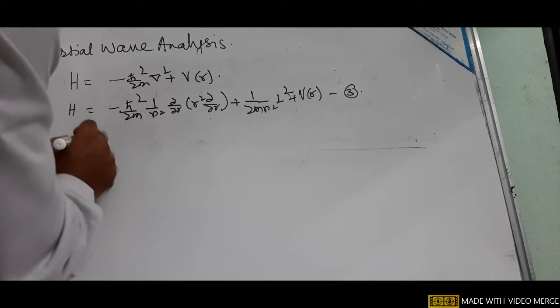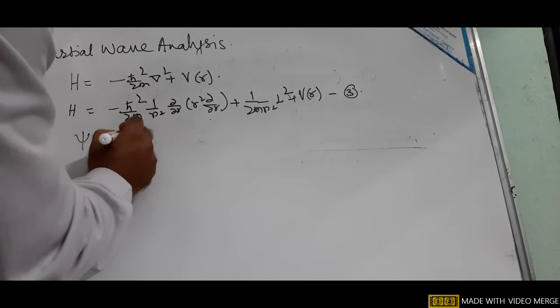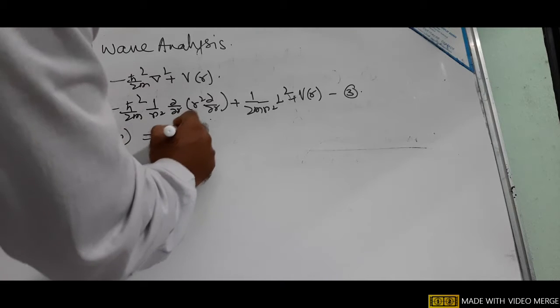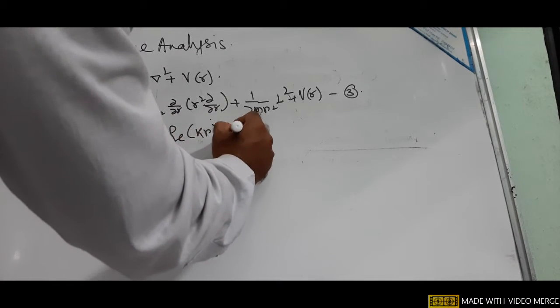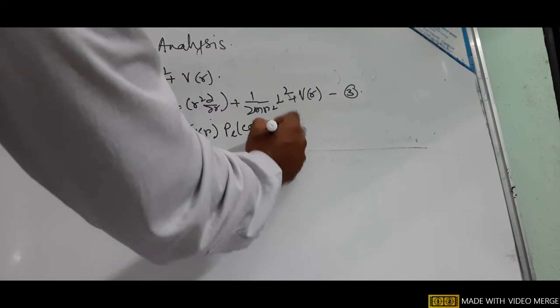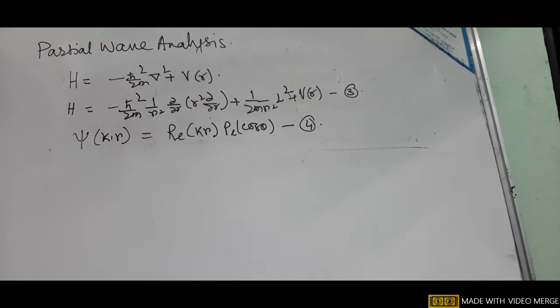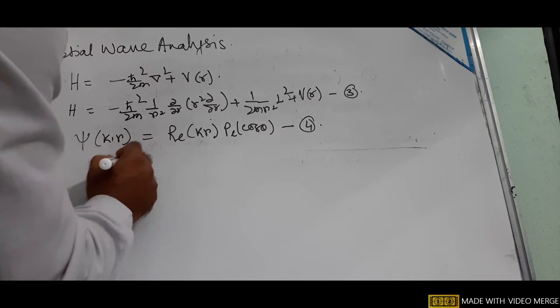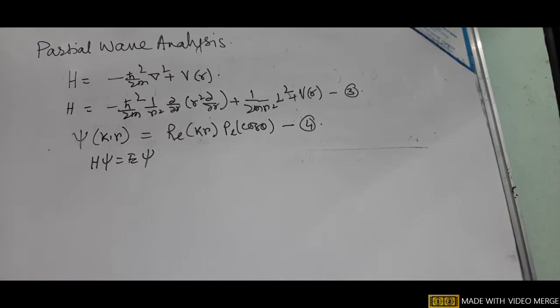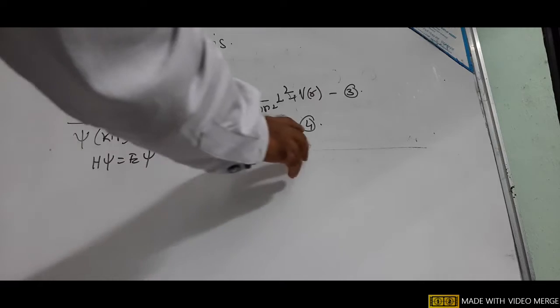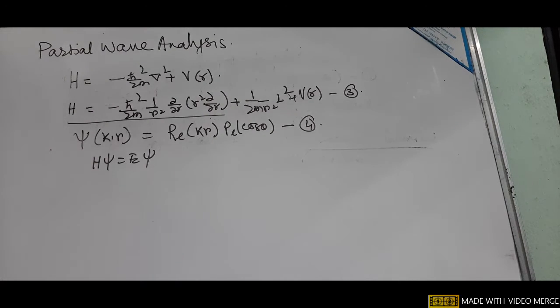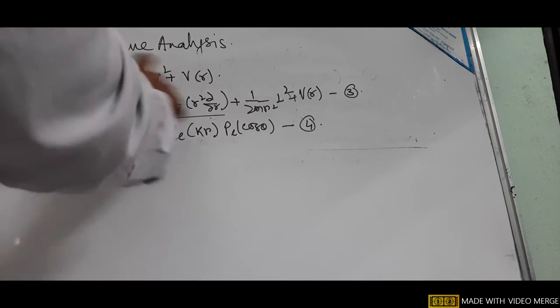We take the wave function ψ_k(r), which is equal to the radial part R_l(kr) times the angular part P_l(cos θ). This is equation 4. Now we substitute into the eigenvalue equation Hψ = Eψ, where H is given by equation 3 and ψ is equation 4.